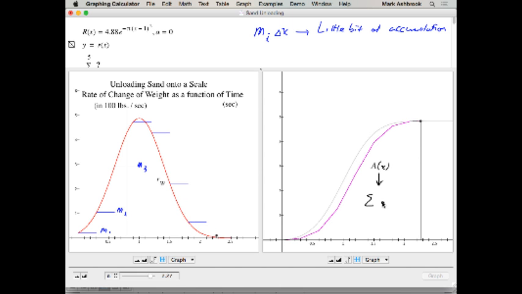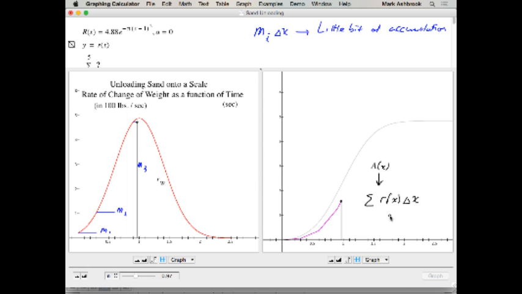Yeah, and so what is that? How would I write that? Yeah, right, exactly. So it's like r of x, we just summed up little bits of accumulation in intervals, right? Rate times change in x, rate times change in x. Okay, and that's an approximate.